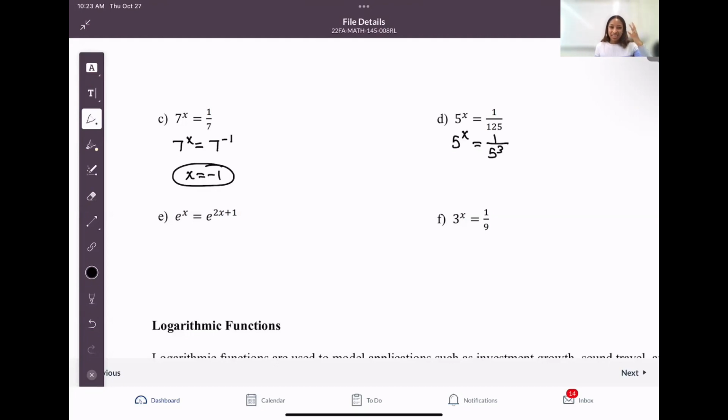And then to get that 5 to the 3rd out of the denominator, we can move it up to the numerator and make the exponent negative. So we get 5 to the x power equals 5 to the negative 3rd power. Then there's one more step. Then x is equal to negative 3.